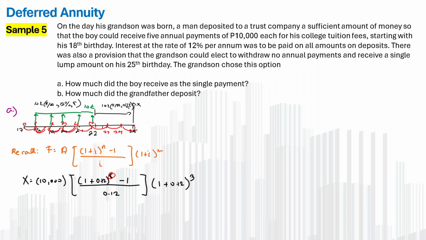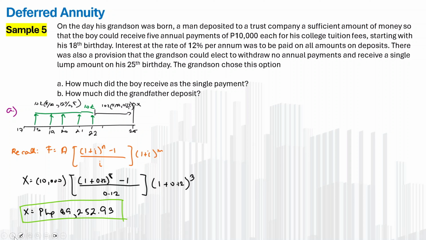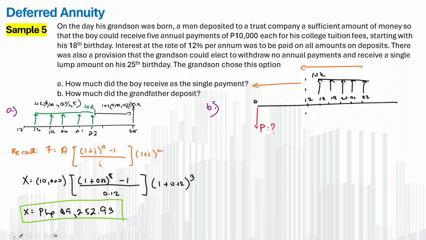Okay? So we will get the amount to 89,252.93. Now, to get naman yung how much did the grandfather deposit, all we have to do is similar to what we did earlier, is like any deferred annuity problem. We just have to get your present worth value and multiply it by its present worth factor dito.